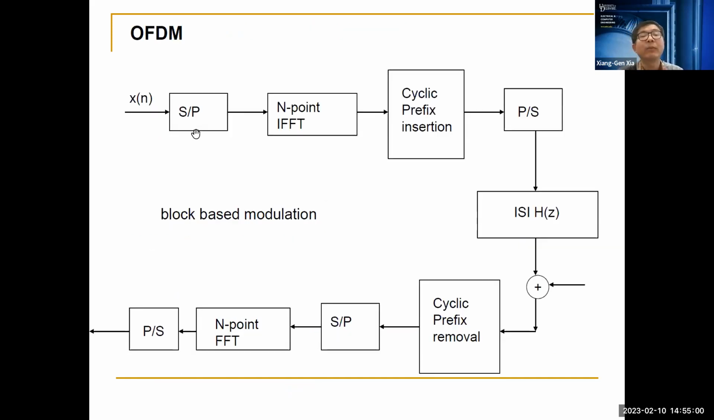Okay, so this is the simple block diagram. You have data X of n here, you put in a group, a vector, a group of N symbols, and you do an N-point IFFT, then you add a cyclic prefix, then you convert to serial and transmit it through the intersymbol interference channel here, and then you get additive noise at the receiver side. You remove the CP, and you convert from serial to parallel, then you do an N-point FFT back, etc. Okay, so this is the simple block diagram for conventional OFDM.